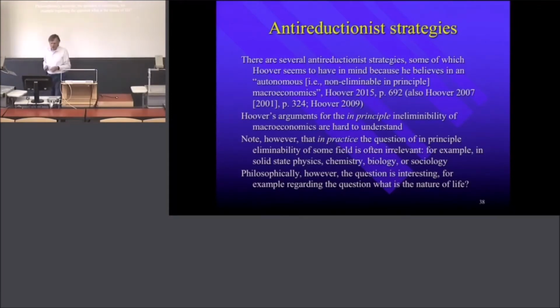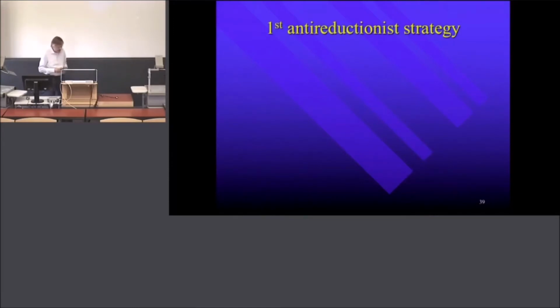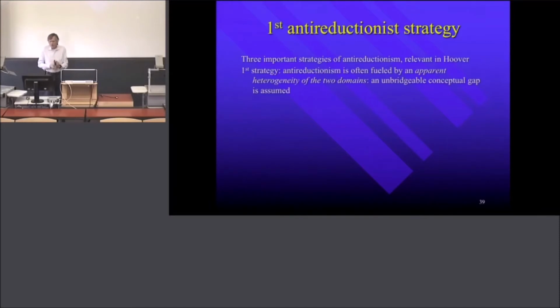Okay, so let's go now to the anti-reductionist strategies that Hoover is using. The first strategy is often fueled by an apparent heterogeneity of the two domains. You look at the two domains and then you say, look, there is such a conceptual gap between the two. It's impossible to reduce that. How can you ever understand what's going on up here by the means you get from the lower level? In biology, that is a very strong argument, and one of the famous 20th century biologists, Ernst Mayr, used that argument.